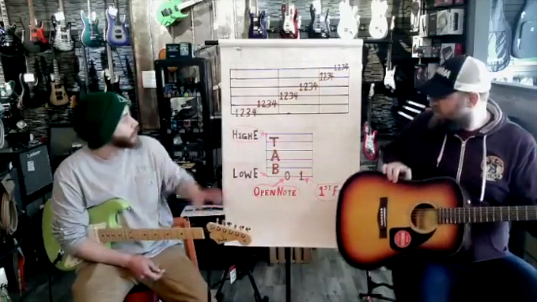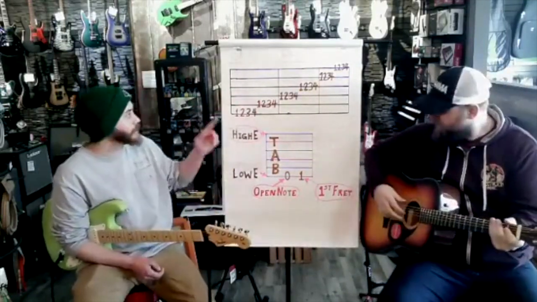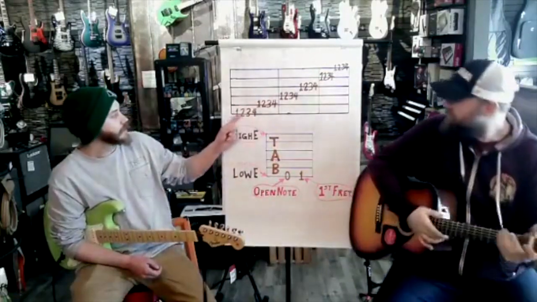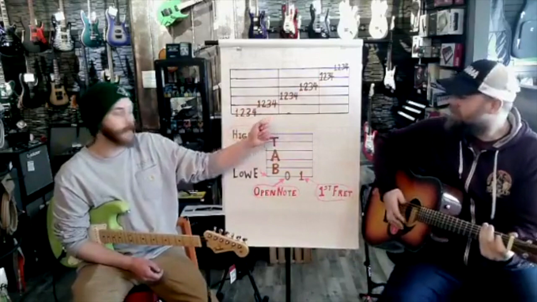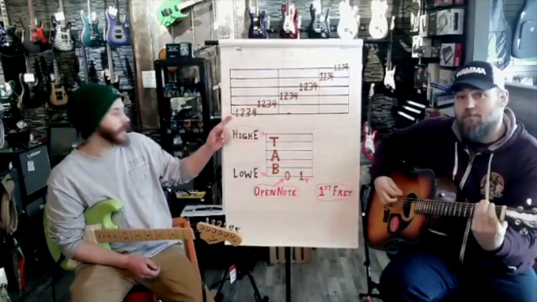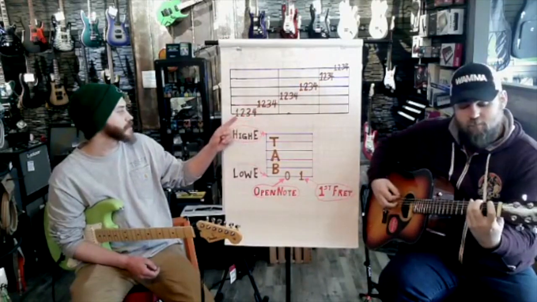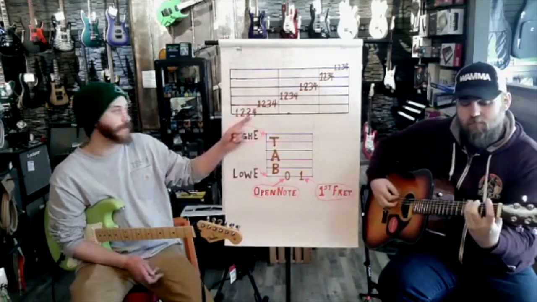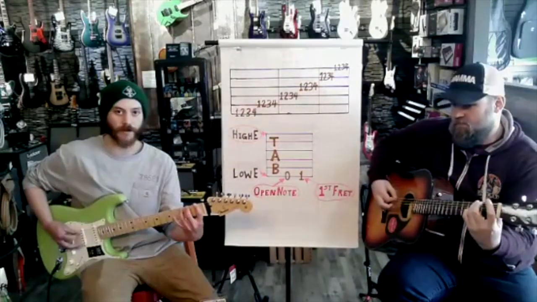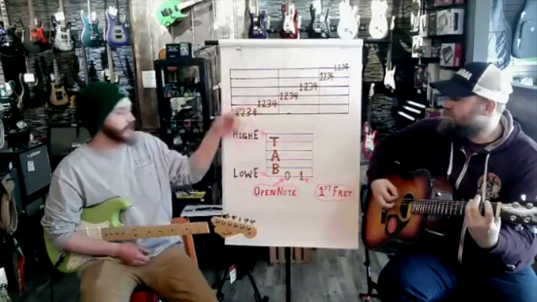So now, if we look up to the chart on the top here, we're going to read this from left to right. So we're going to go this way. And we're just going to follow along on our tab here to start, and then we'll break it down from there. So on our low E starting, we're going to go 1, 2, 3, 4. So that's first fret, second fret, third fret, fourth fret. So it's 1, 2, 3, 4. All right. So that is that first section there.